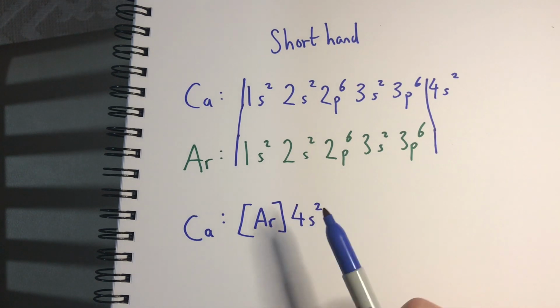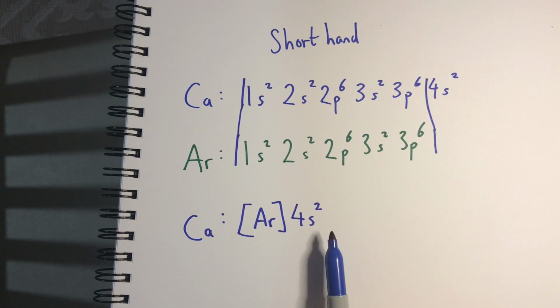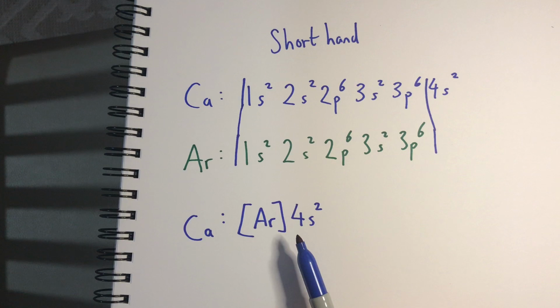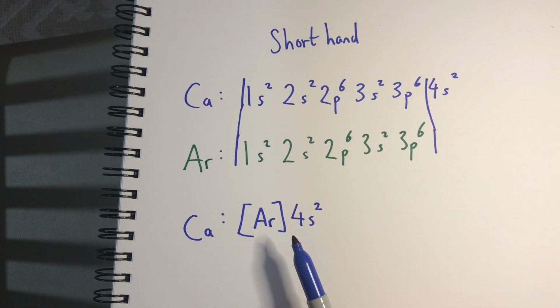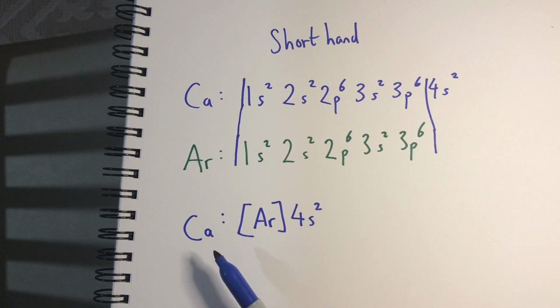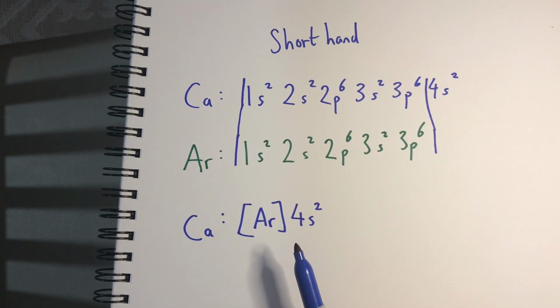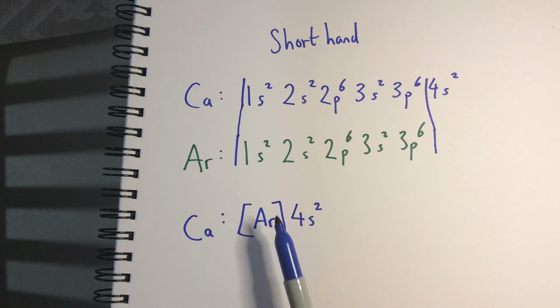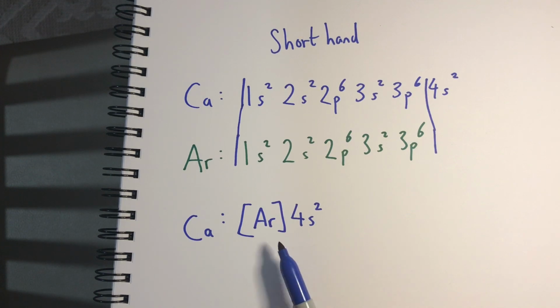Now, this only works for noble gases. You can't just choose any random element in the square bracket before the one you want to do. And it works for the most previous noble gas, okay? So which noble gas came most recently before the element you are interested in? And whatever that noble gas is, that's the one you can put in the square brackets, and whatever the remaining electronic arrangement is, that's what you would put after that.